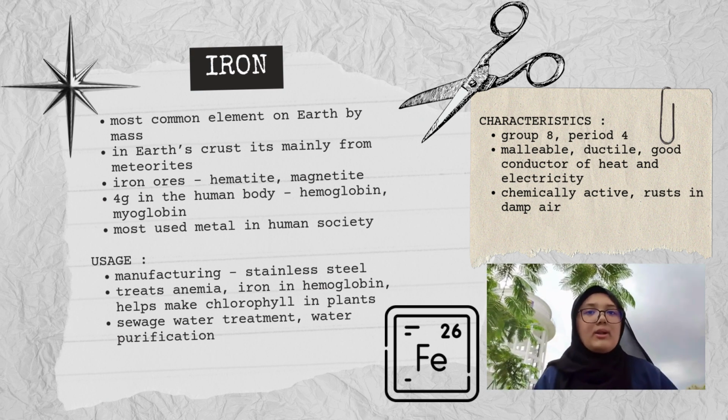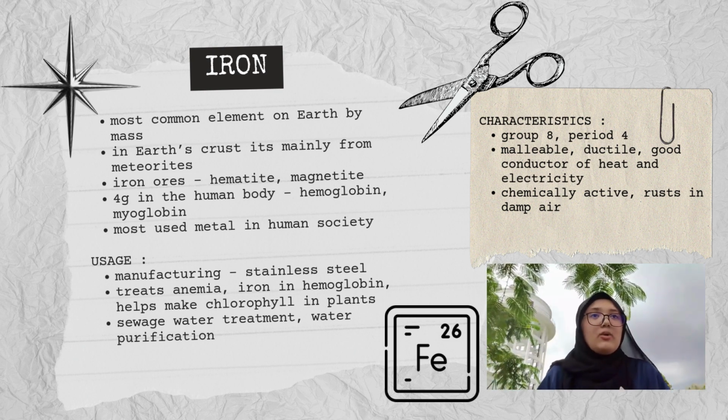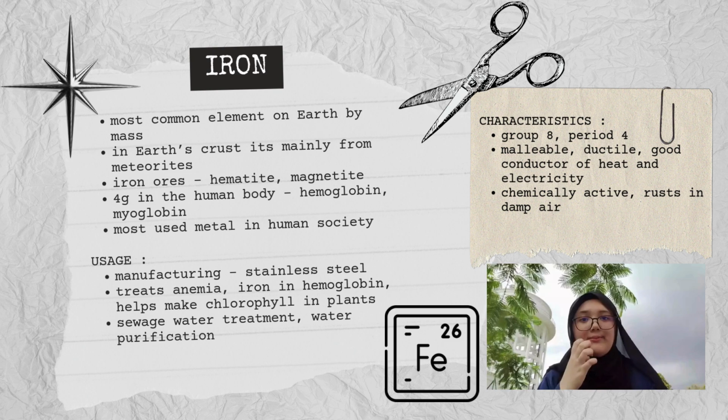However, it is quite chemically active, reacting with oxygen and water in damp air to form hydrated iron oxides, which we know as rust. Iron is primarily sourced from meteorites and iron ores like hematite and magnetite. In our bodies, iron is found in hemoglobin and myoglobin, with an adult human having about 4 grams of iron.